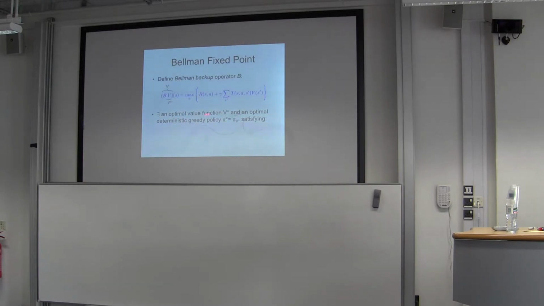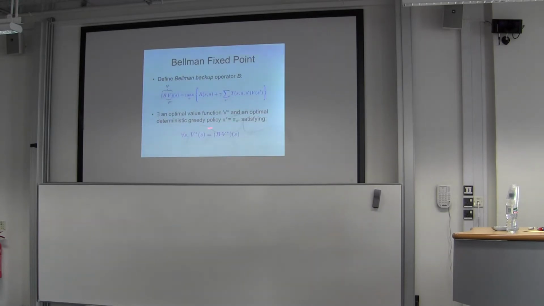So there exists an optimal value function V star and an optimal deterministic greedy policy pi star. It corresponds to taking the greedy action with respect to V star. V star is unique. There could be multiple policies pi star, but they all achieve the same value. An easy way to see that is to take any MDP and duplicate an action in it. If that action is in the optimal policy and it has a duplicate, it doesn't matter which one I take. So there might be multiple policies, but they all have the same value.